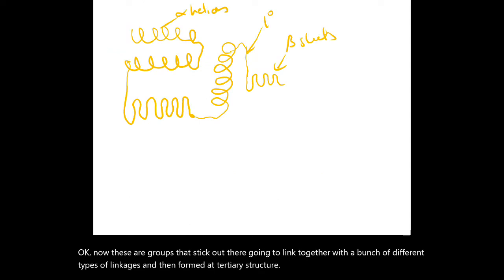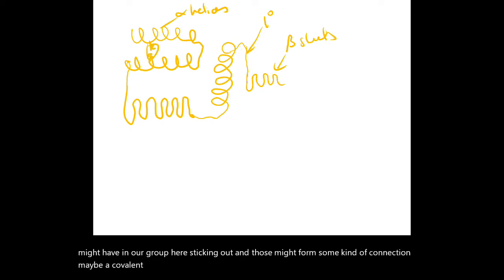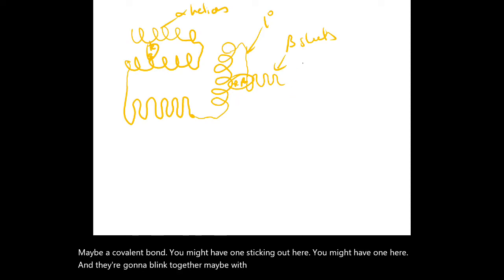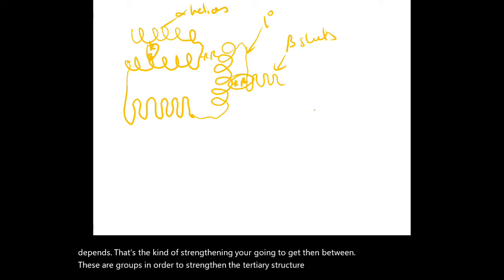All right, so what's going to happen here is you might have an R group here sticking out, you might have an R group here sticking out, and those might form some kind of a connection, maybe a covalent bond. You might have one sticking out here, you might have one here, and they're going to link together maybe with an ionic bond or a hydrogen bond. It just depends. And that's the kind of strengthening you're going to get between these R groups in order to strengthen the tertiary structure, to strengthen that globular final shape of the protein.